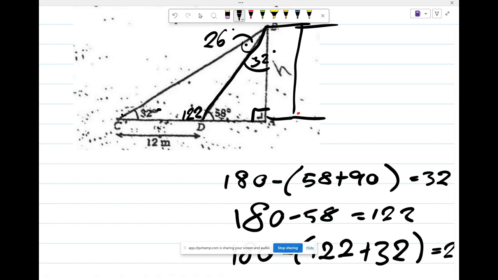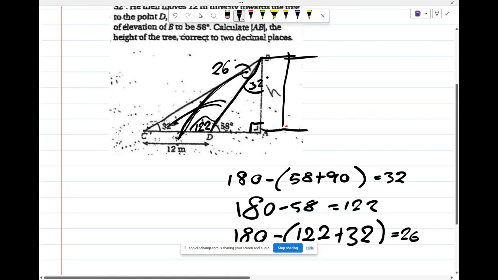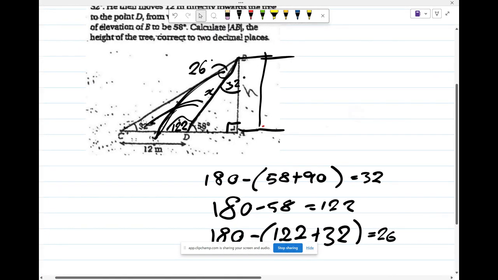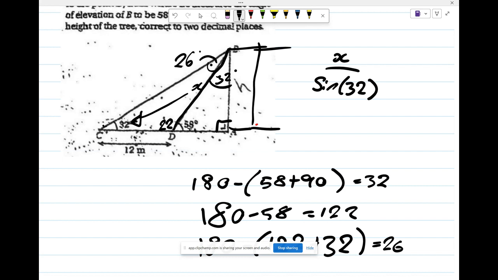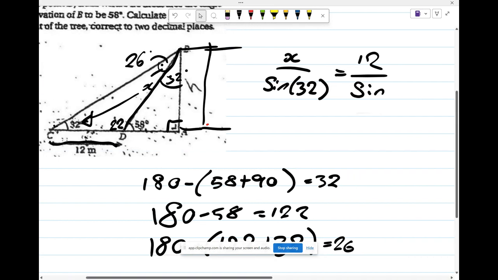Okay, so we have this angle, and what were we going to do with that? Let's think about what we were doing. We're going to use this because it's opposite this, and we're trying to find this. Because it's opposite, we know we can use the sine rule. So let's label this side x, say, and let's try to find that. We know that the ratio of x to this angle 32 is going to be the same as the ratio of this side here, 12, to this angle here, 26.